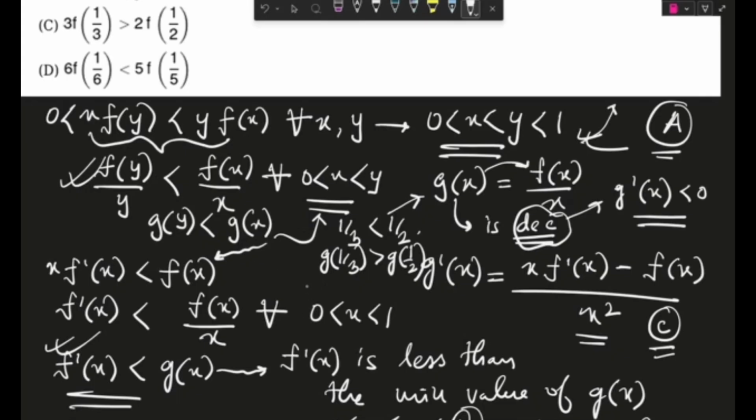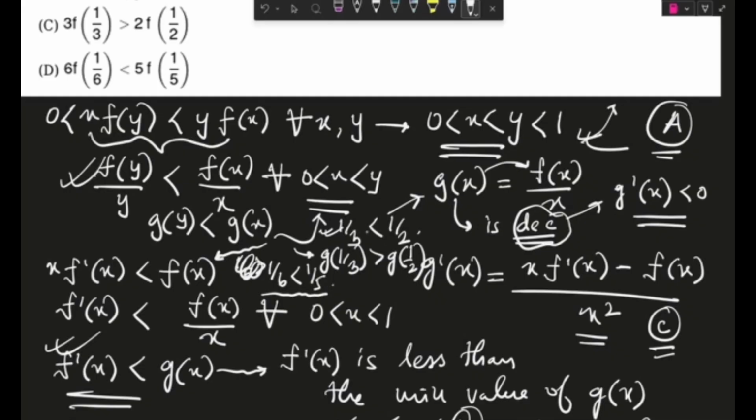And now if you check option D in a similar sequence, I will just compare the quantities, because as we have found this to be correct, we can infer from this step only, right? So 1 by 6 is approximately 0.16, and 1 by 5 is 0.2. So 1 by 6 is less than 1 by 5.